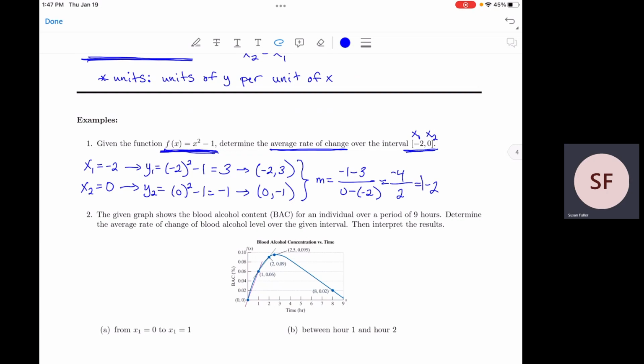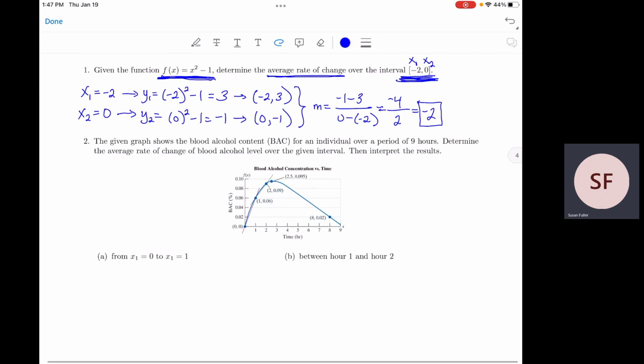This is your average rate of change. It's just the slope. So what this means is that from x equals -2 to x equals 0 over this interval, our slope on average is -2. That means on average, y was decreasing by 2 units for every 1 unit increase in x. So if x goes up by 1, y goes down by 2, on average from -2 to 0.